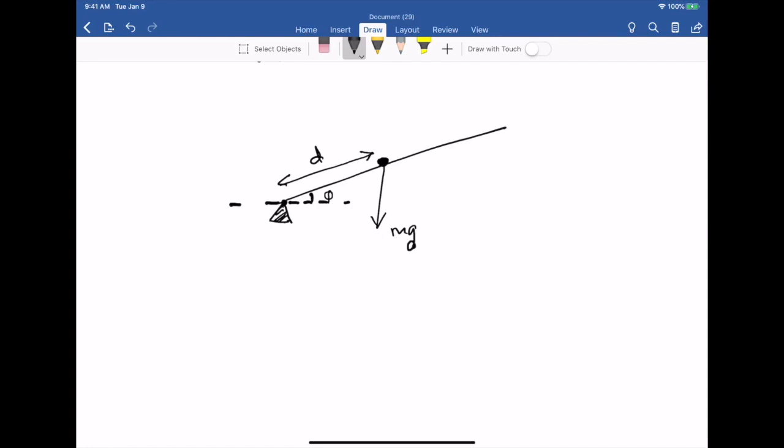So we need to find the torque exerted by mg, and we also need to find the torque exerted by F at the end of the rod, right? Okay, so we have to calculate two torques, and then also find the magnitude of F. Okay, so let's start with the torque due to mg.